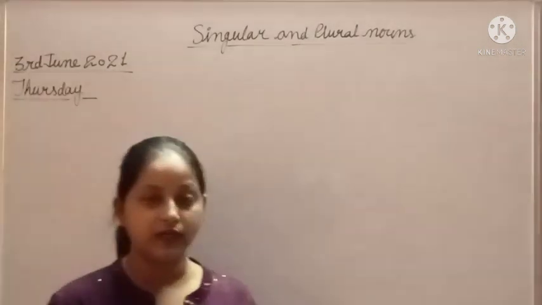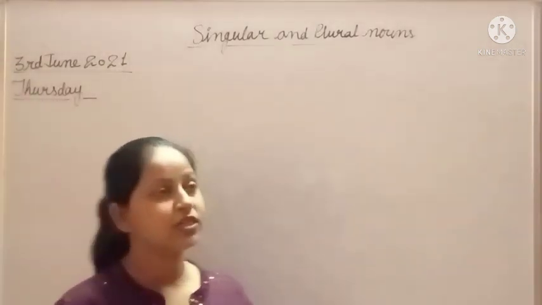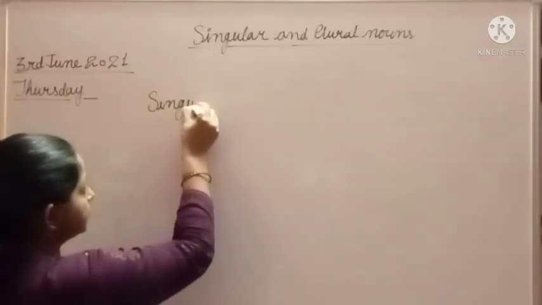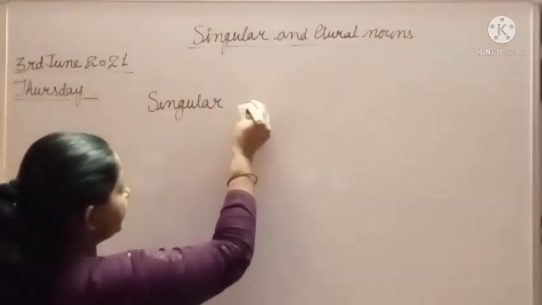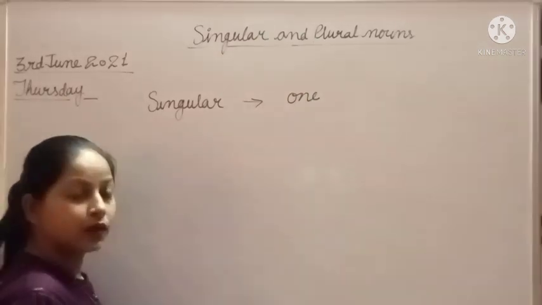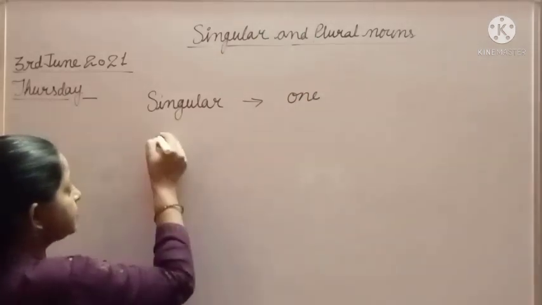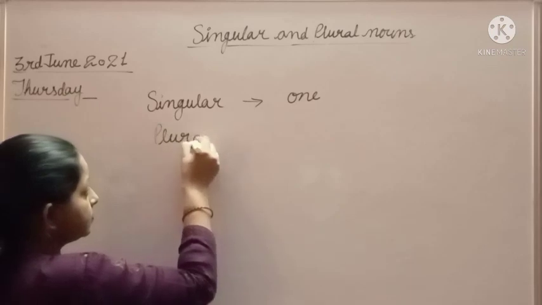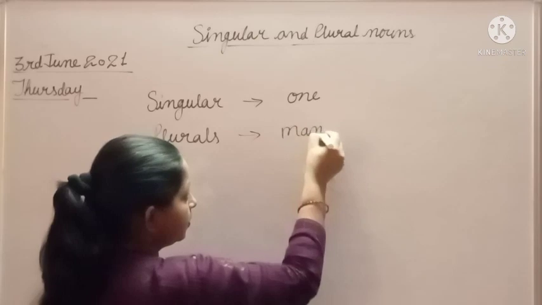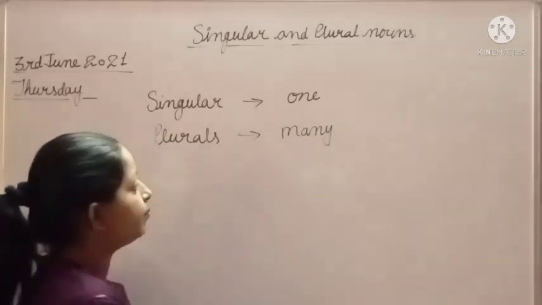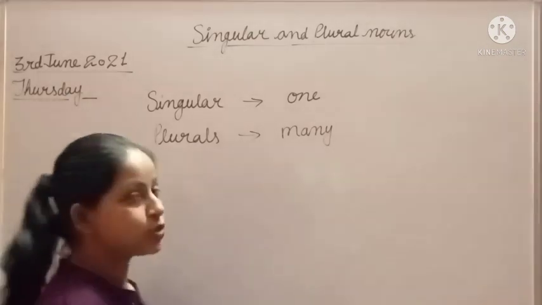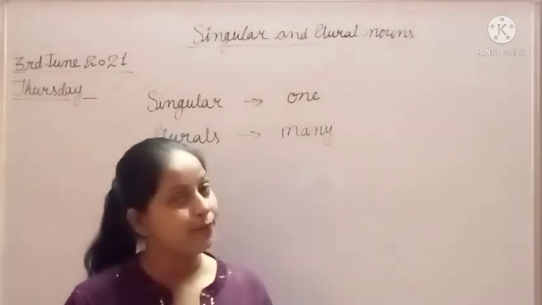First of all, we will learn the meaning of singular and plural. Singular means one, and plural means many of anything. Yes, singular means one and plural means many.